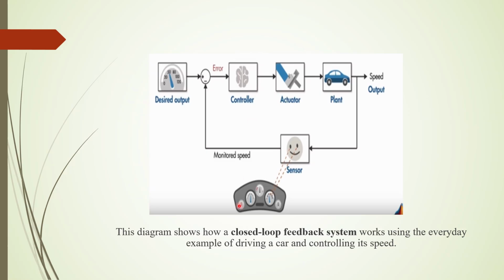This diagram shows how a closed loop feedback system works using the everyday example of driving a car and controlling its speed. So this is the desired output. This is the controller and actuator. The plant is your car and speed is the output, and your eye acts as a sensor which will be the feedback connected to the input.